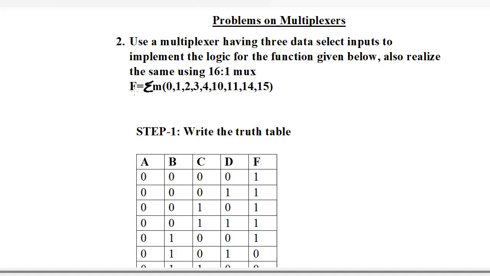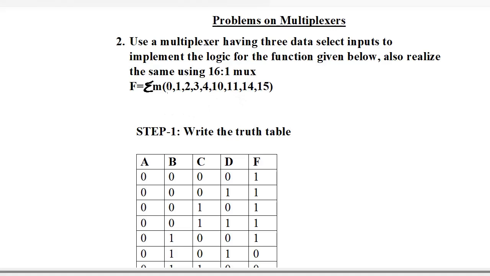Now observe the function f equal to sigma m of 0, 1, 2, 3, 4, 10, 11, 14, 15. So the function contains up to 15 elements, so it is a 16x1 multiplexer. 16x1 multiplexer is very easy to implement. Why? Because the elements of the given function are called minterms. Those minterms are connected with logic 1, and the missing minterms we take as logic 0. That is the 16x1 implementation.